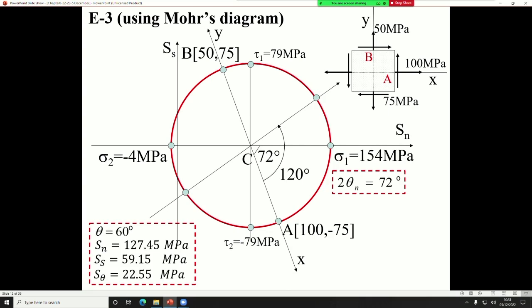Any question on this example? And I'm going to solve a couple more examples as soon as I finish all the lecture slides.